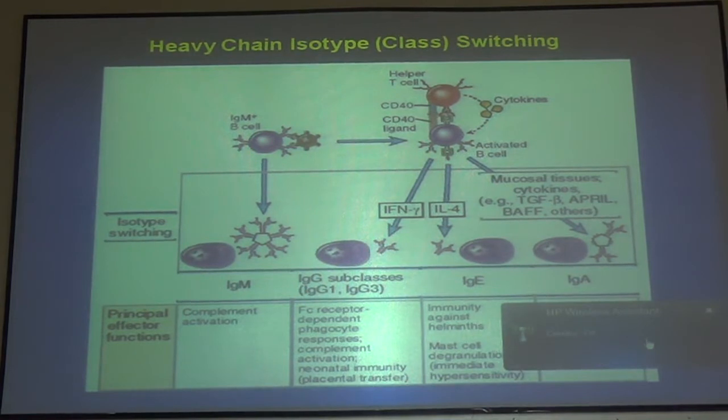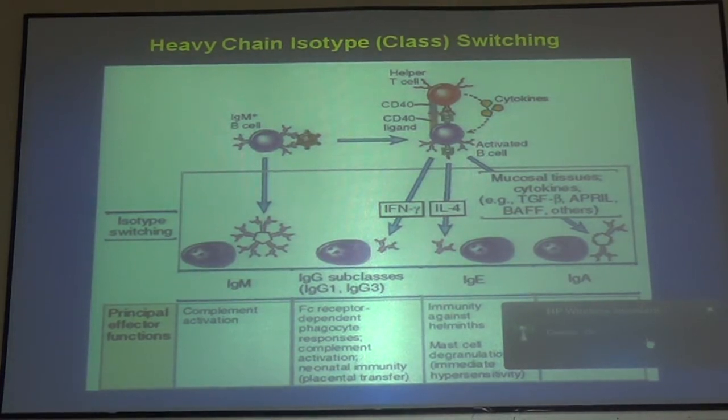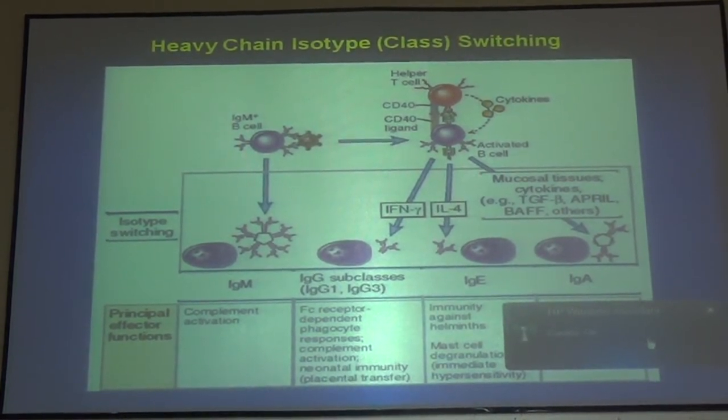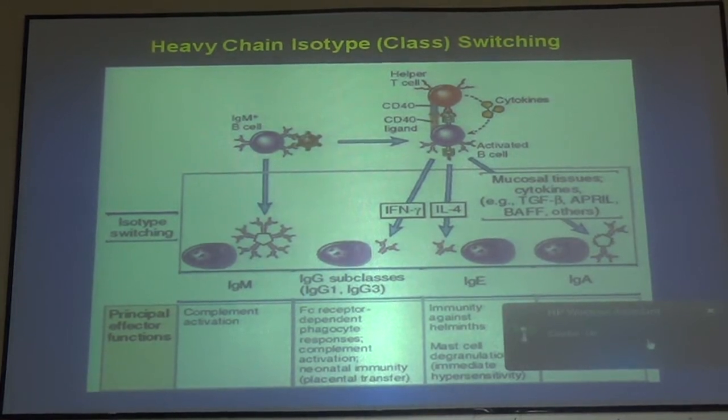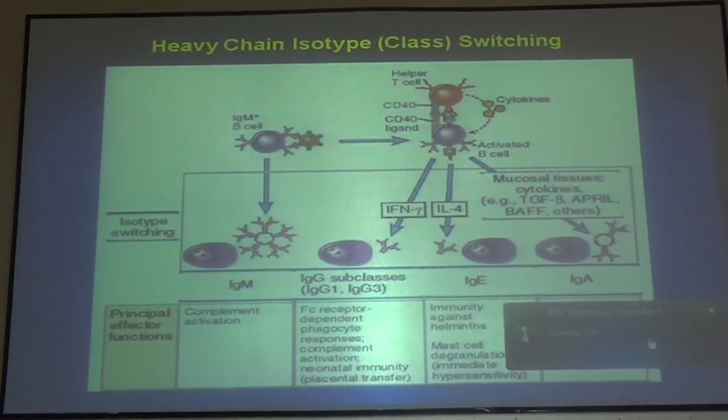So if they produce interferon gamma, they become IgG subclasses. If it is IL-4, they become IgE mainly. I always say mainly. It doesn't mean they don't produce IgG here. They produce IgG here as well, but the main product is IgE. And if, for example, TGF-beta or BAFF, they produce IgA. So based on the type of antigen, the T cell provides different cytokines in the germinal center, and in the germinal center, isotype switching happens.